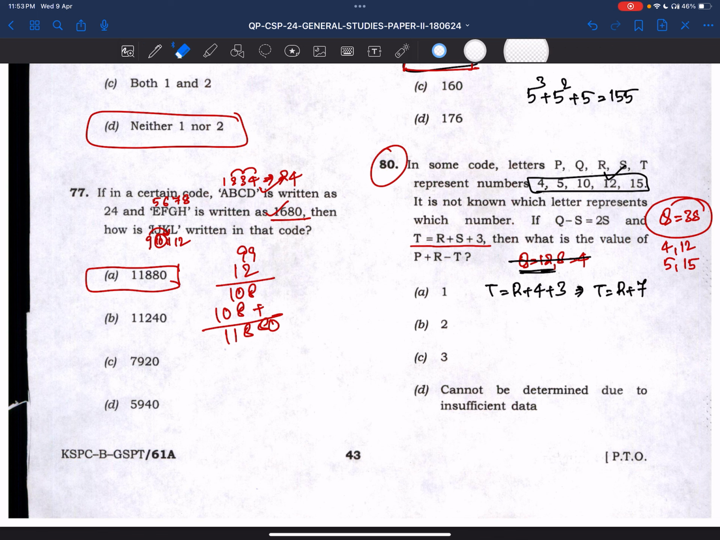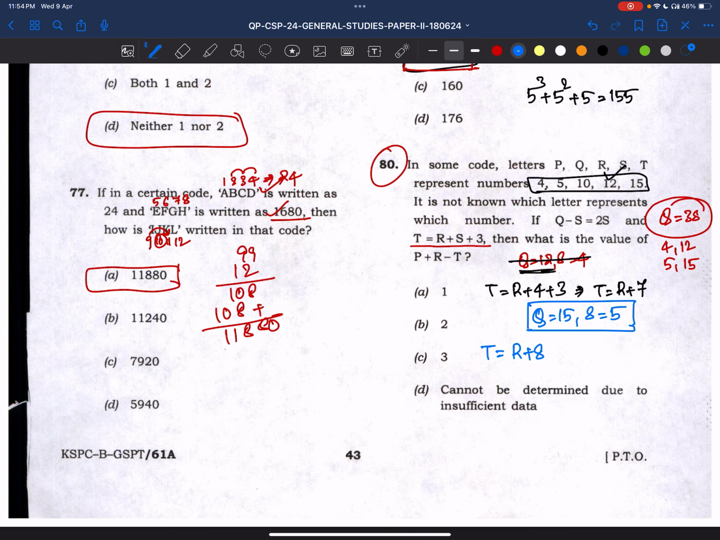So now let's go for the other combination. What is the other combination? Q is 15 and S equals 5. Let's check whether we are getting it correctly or not. See, T will become what? R plus S plus 3. S we took 5 now, so R plus 5 plus 3 will be R plus 8.